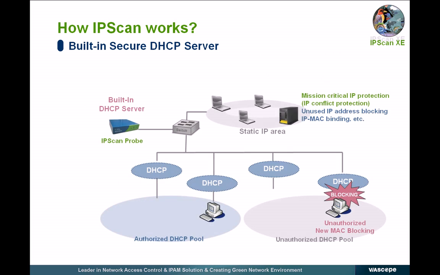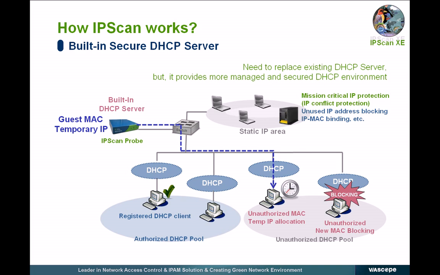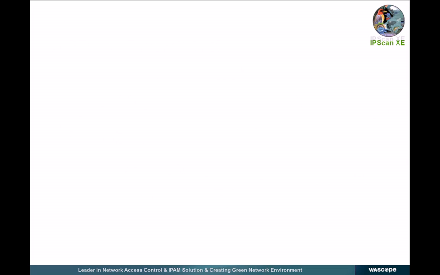IPscan is equipped with its own DHCP server and provides a perfect environment for DHCP demanding companies. As mentioned before, major network devices such as the DHCP server that need to use the static IP can be protected from possible IP conflict, and the DHCP reservation function assigns reserved IPs to authorized users. And it also blocks access from a new user such as the guest and assigns a temporary IP range, which, this is IPscan's unique feature, can be used only for a specified time period. This will greatly contribute to network protection and management.